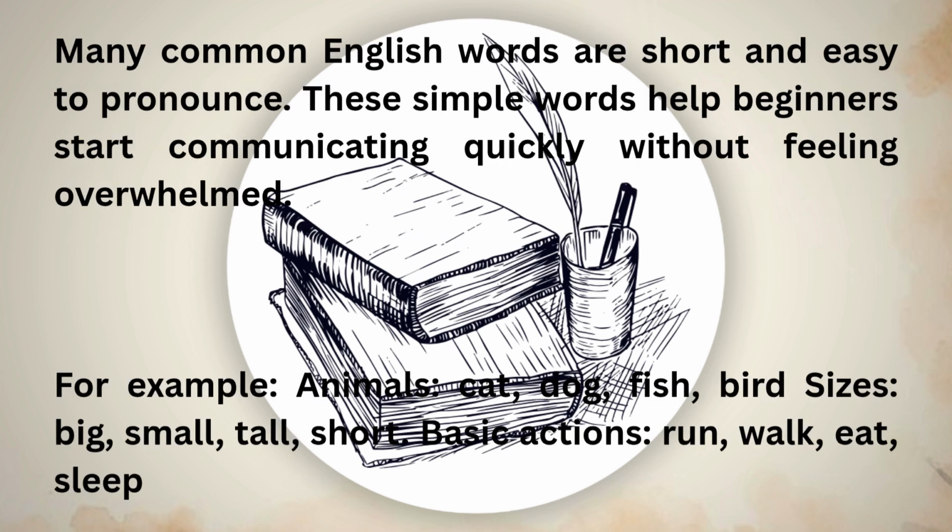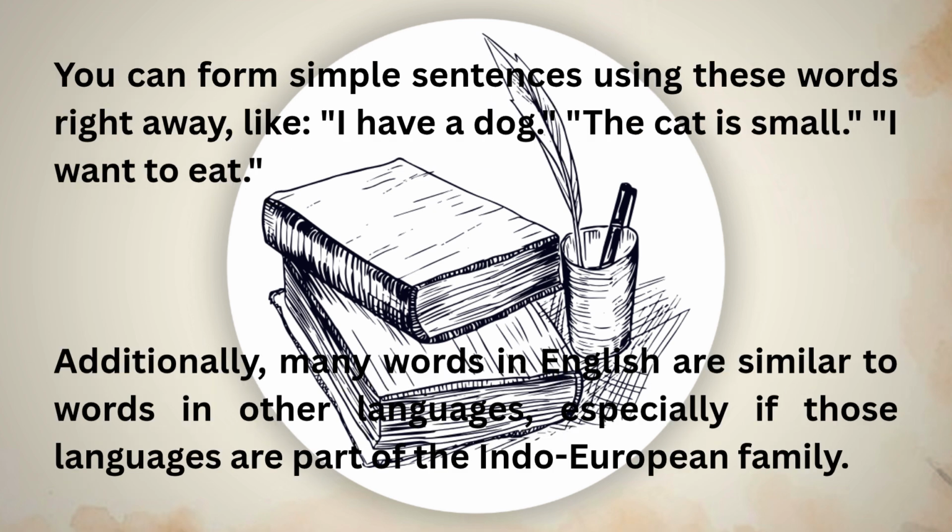Many common English words are short and easy to pronounce. These simple words help beginners start communicating quickly without feeling overwhelmed. For example, animals: cat, dog, fish, bird; sizes: big, small, tall, short; basic actions: run, walk, eat, sleep. You can form simple sentences using these words right away, like, I have a dog. The cat is small. I want to eat.